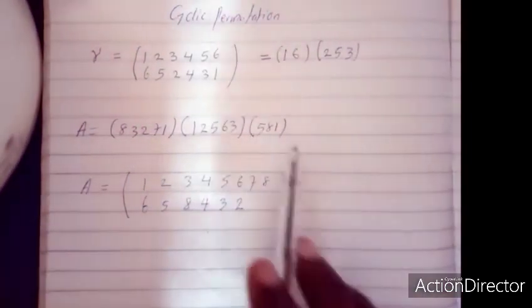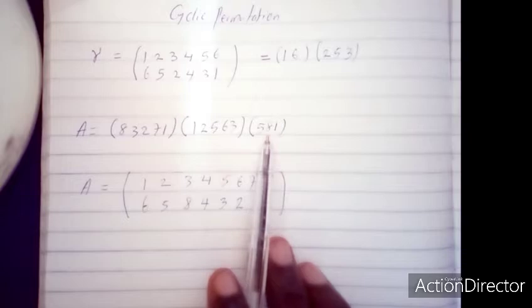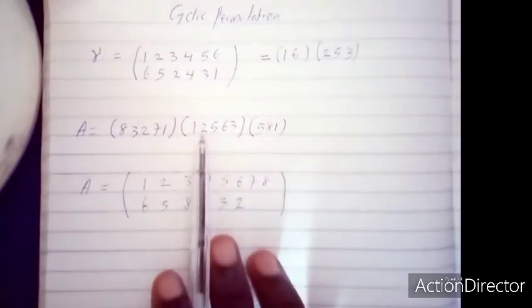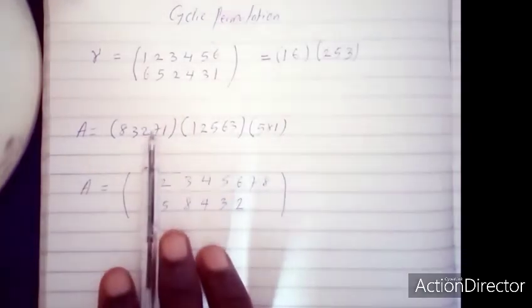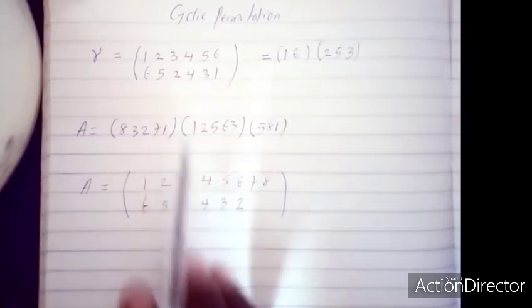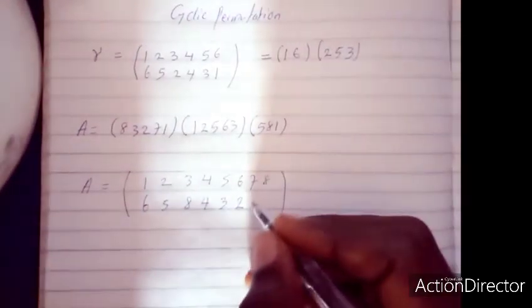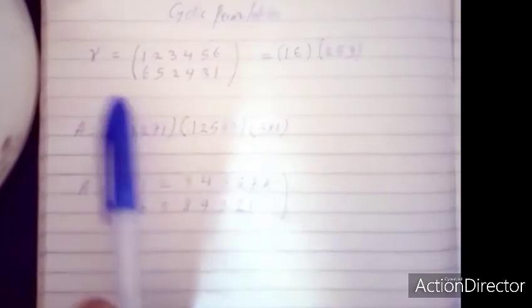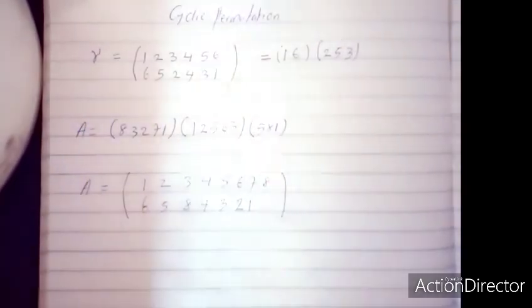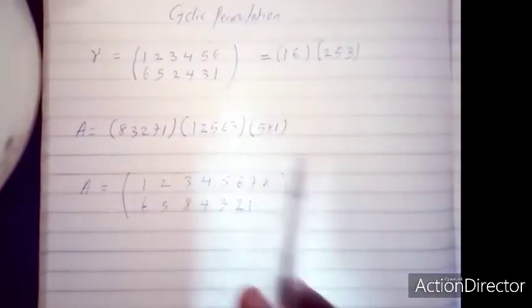Now what about 7? Do you have 7 here? No. Do you have 7 here? No. Do you have 7 here? Yes. 7 maps to what? 7 maps to 1, because there's no other bracket that we can check to see if we have 1 there. So the last one, 8.